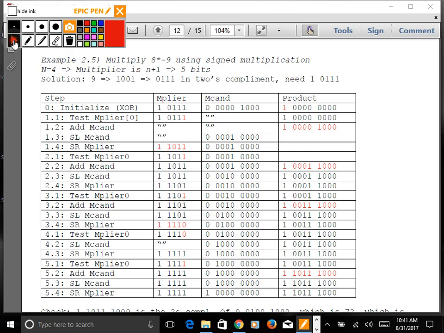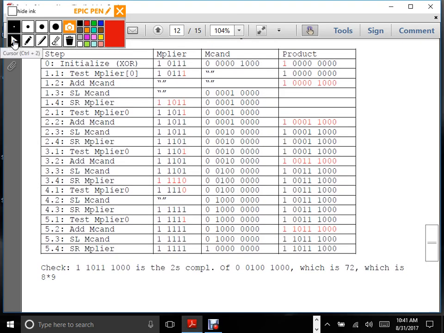So we get to stage 4. We are now testing the multiplier, and it's 1. We're going to shift left. We've got to add. So now, once again, we got here. So now we're adding 32 plus 24. And then we shift left and shift right, shift left, shift right.